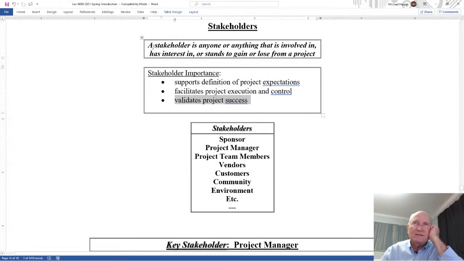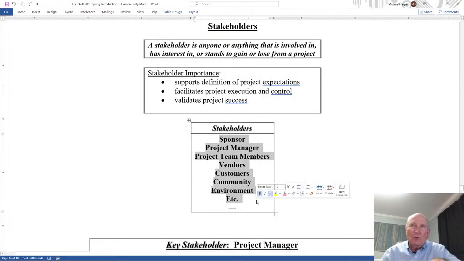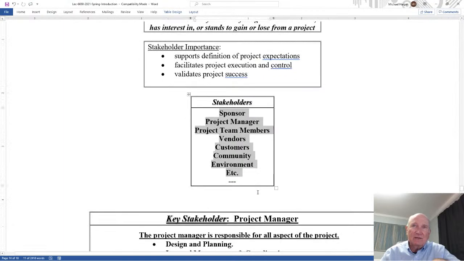Well, what does this mean? What would be a stakeholder, anyone or anything? Well, anyone could be a sponsor, project manager, team member. A thing could be a vendor, a company. Could be customers or a customer base. It could be a community. It could be an environment, etc. It could be a lot of different things. Okay, so each one of these will have to be considered, some more than others, in a project.